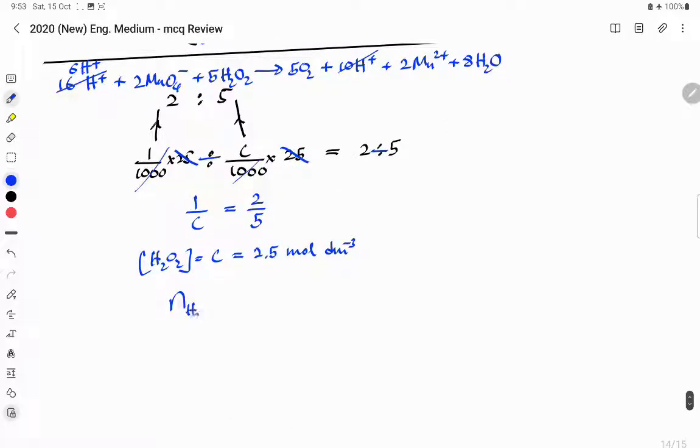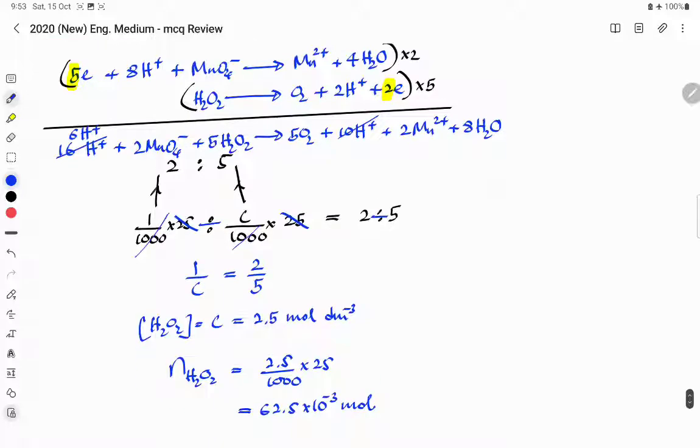The number of moles of H2O2 will be 2.5 over 1000 milliliters contain 2.5, so how much will be contained in 25? So it will be 62.5 into 10 to the power minus 3 moles. Now this amount of H2O2 moles will give how much of oxygen?